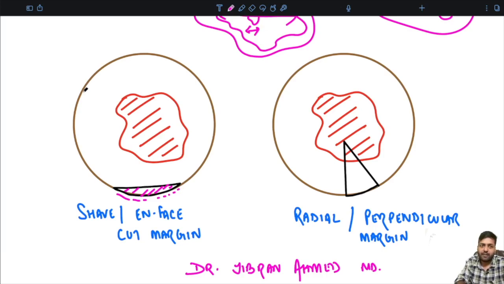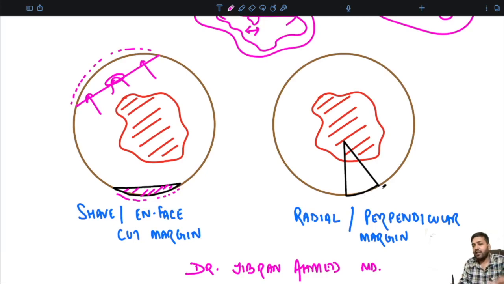Suppose, for example, you take a very thick shave margin like this, and some amount of tumor comes over here, and this part was inked, but you have embedded it in such a way that this portion is sectioned first. So what is going to happen? Because this portion was sectioned first, the tumor came over here first. As a result, it will become a false positive. That is why the shave margin should be very thin.